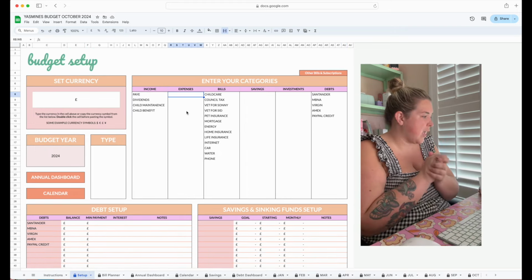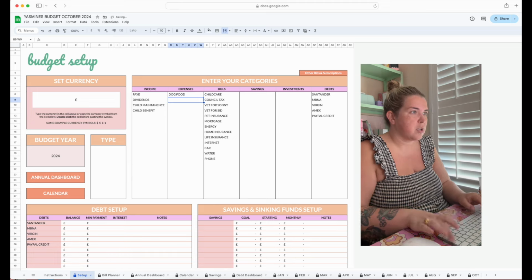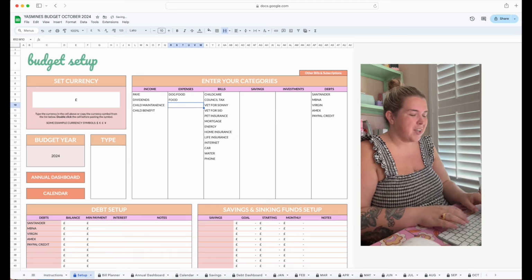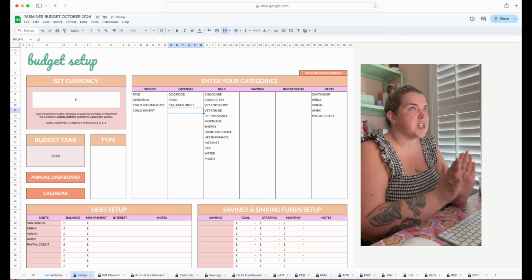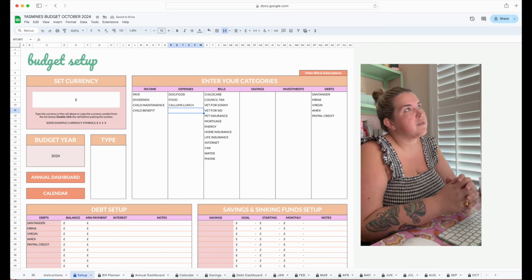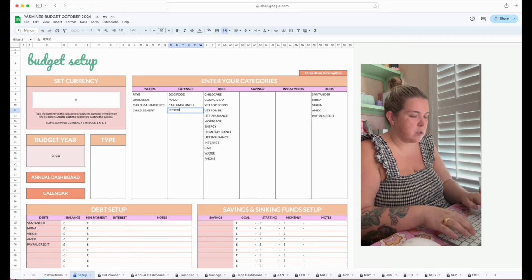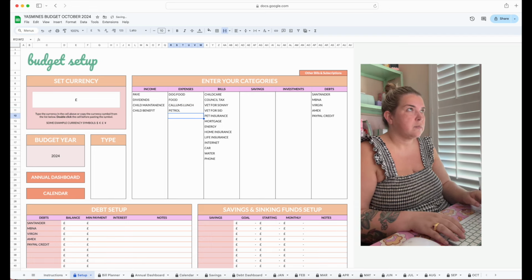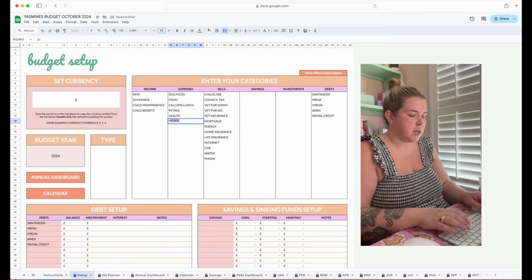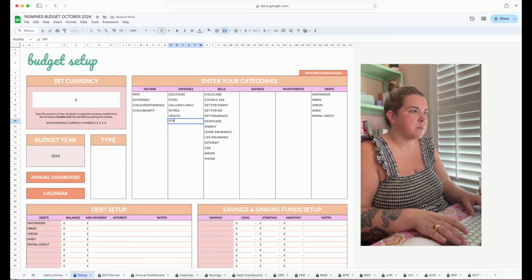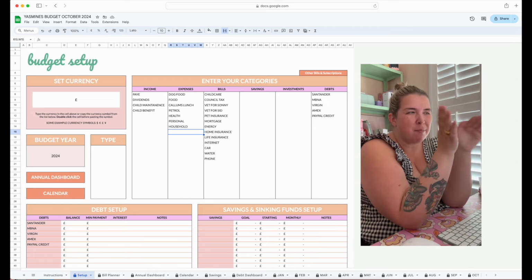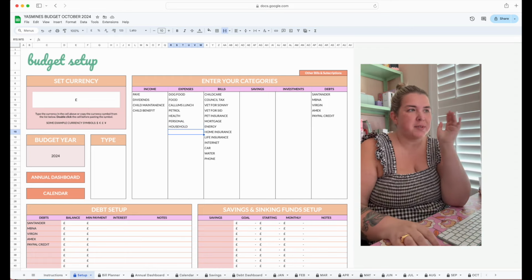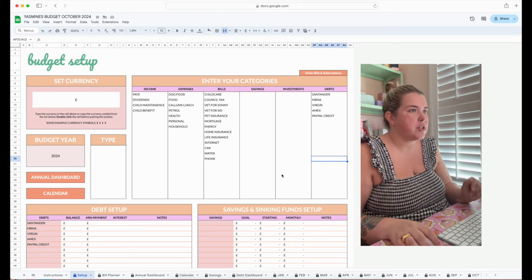So expenses, I have dog food, food, Callum's lunch. Amber's lunch is free. Then I have, what other expenses? Petrol, health, personal, household. I think that's it at the moment, but I can go back and update after. It's such a long time since I did this, which is not good.